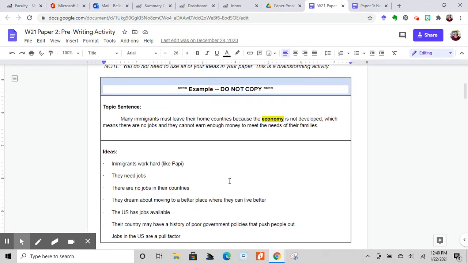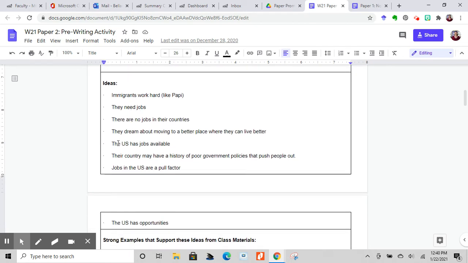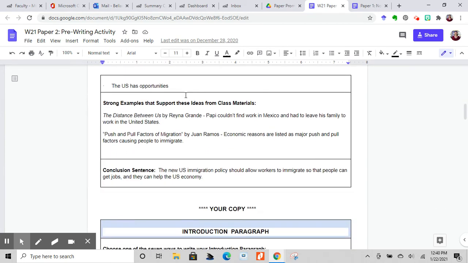So this is an example. There's a space for you to write a good topic sentence. So this will help you not to forget to include really good topic sentences. Here's your ideas for this paragraph. So if you notice, these are not even complete sentences. So this is just a brainstorm of the ideas you can write about in this paragraph.